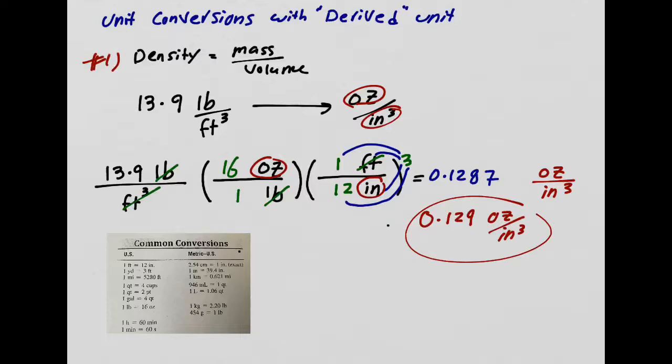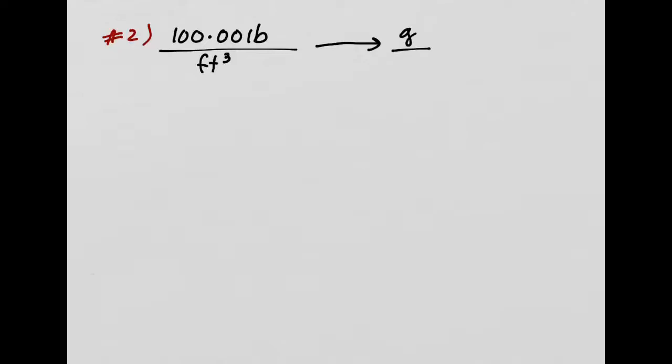Now, let's do another practice problem like this. Here is our number 2. You ready? I'm going to give you another density unit: 100.00 pounds over cubic feet. And this time, I want you to convert it to grams per centimeter cubed.